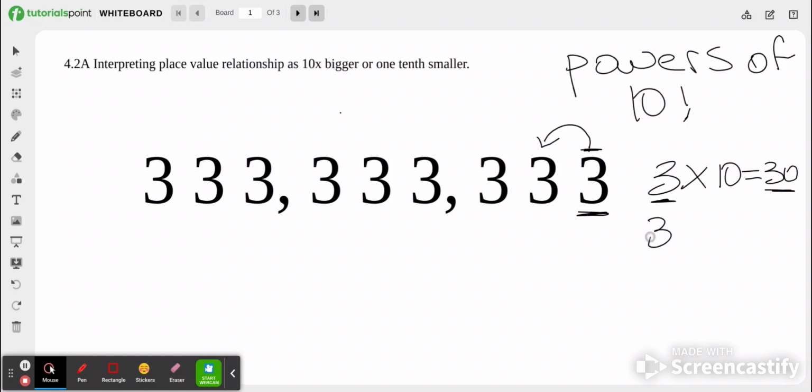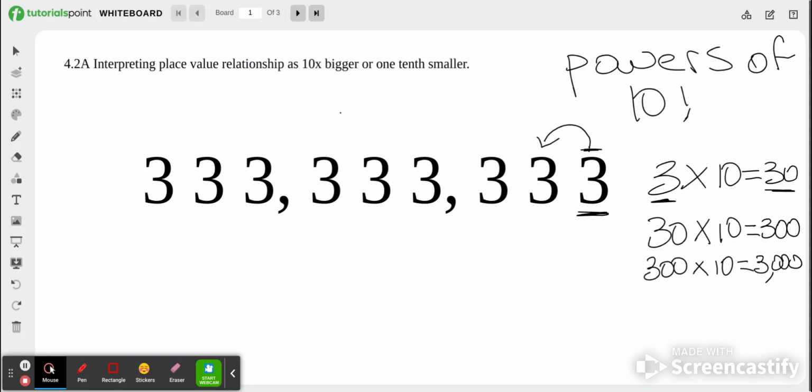So now we're going to take that 30 and we're going to multiply it by 10. And guess what? 30 times 10, we're going to add another 0 and it becomes 300, okay? And so you're going to start to see this pattern. Every time we take that number, we multiply it by 10, two things are going to happen. One, it's going to add a 0 to it, and that 3 is going to shift one place to the left every single time you take that digit and multiply it by 10.